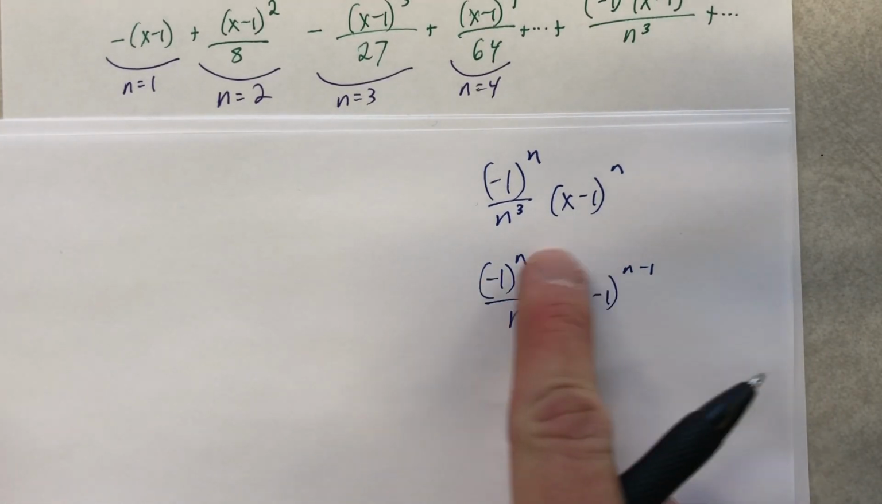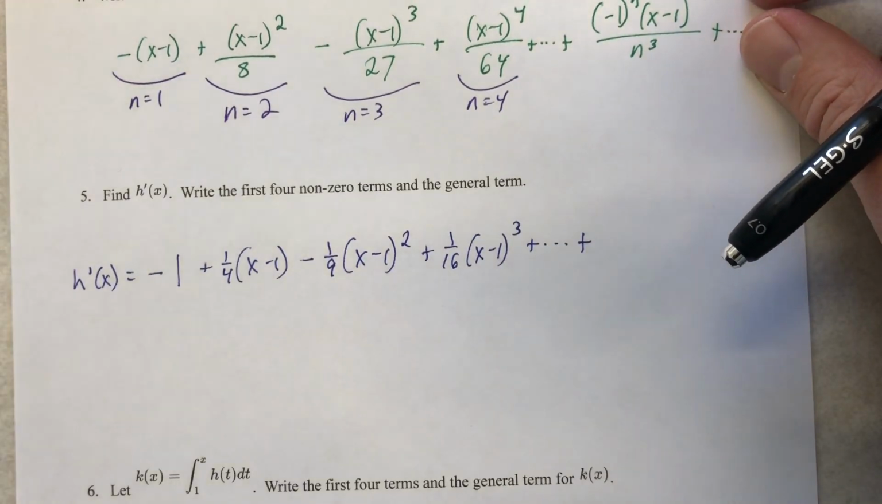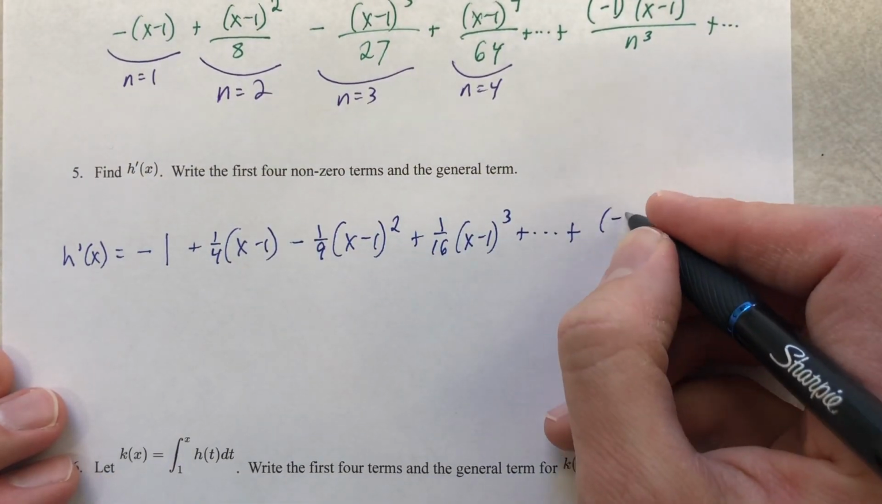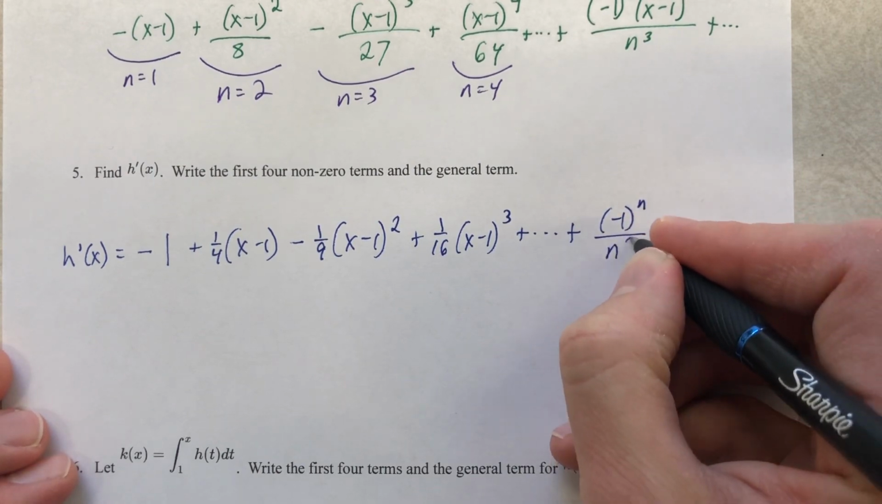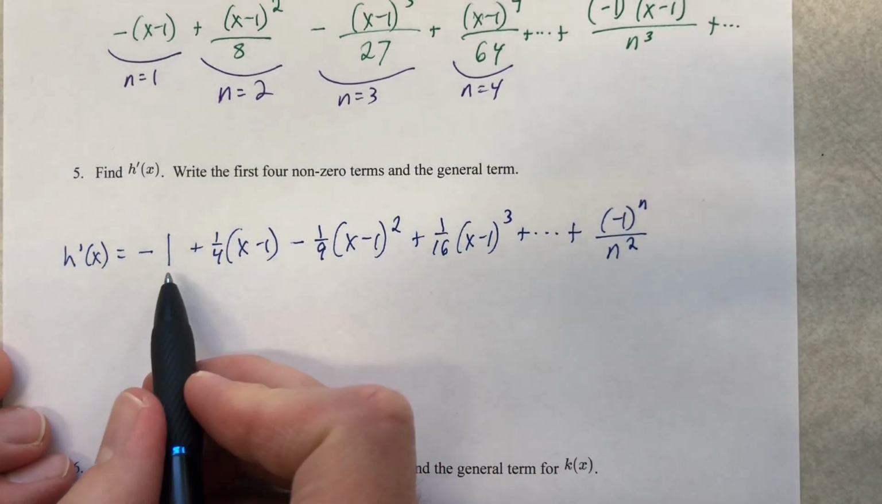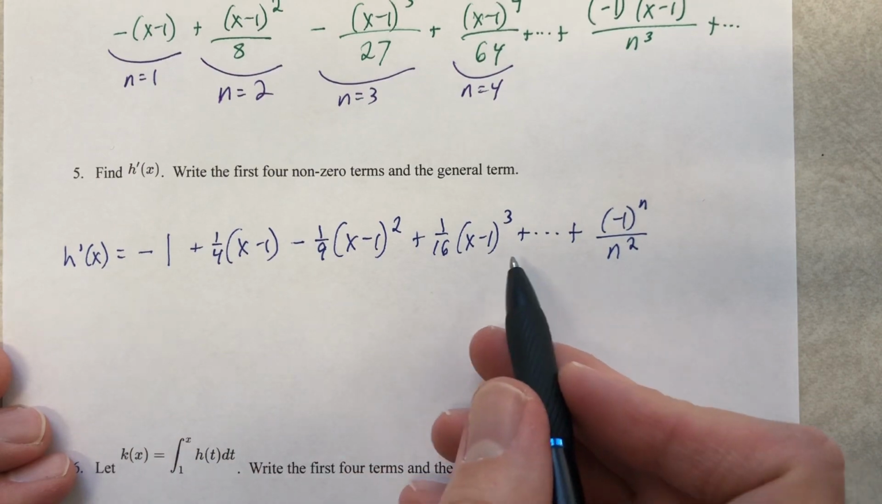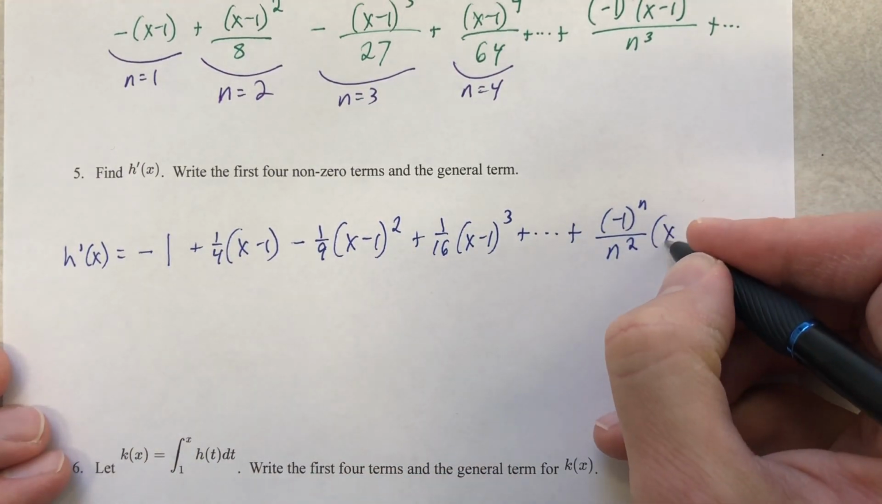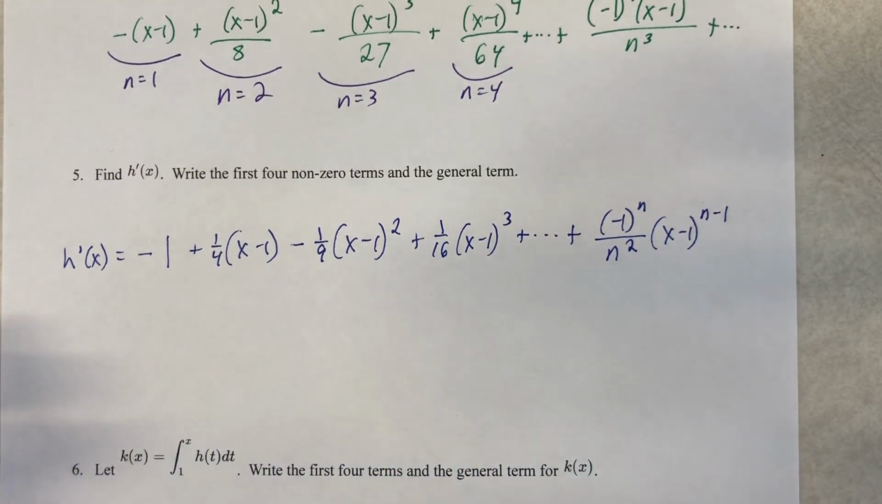So this is the general term at this point. So here we go. We're going to have negative 1 to the n over n squared, and it makes so much sense. I said it a minute ago. The denominator is 1, 4, 9, 16, n squared. And then x minus 1 to the n minus 1.